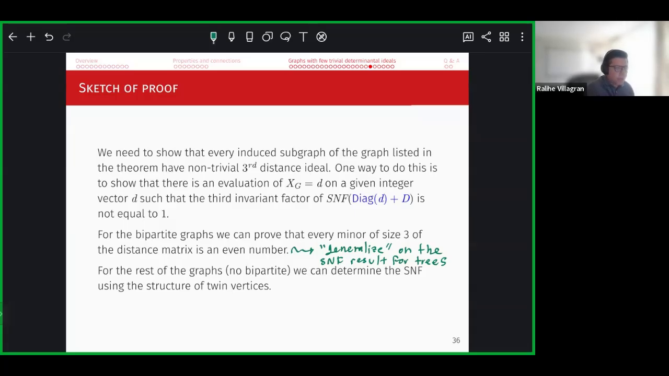But long story short, the semi-normal form of the distance matrix of a bipartite graph has its third invariant factor equal to 2. And then also it comes with a lot of 2's here. If we play with the evaluations of the diagonal, we can say more, but let's say it looks like that. And the number of zeros has some combinatorial explanation.